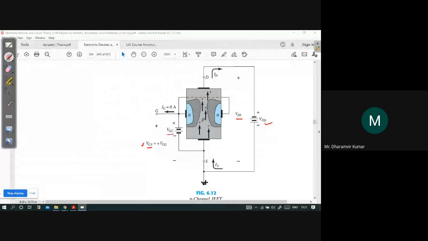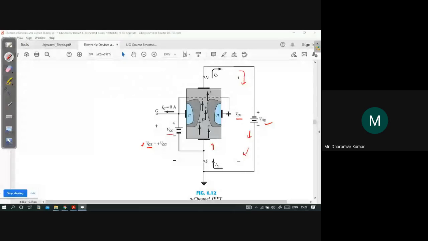Okay, now here the direction of current will also be different as compared to N channel JFET. So in N channel JFET, the current was flowing in this direction from right to left, top to bottom, that is in anti-clockwise direction. But here, because the polarity of VDD is reversed, the current direction would be like this, clockwise. So the current will flow in clockwise direction, opposite to that of NJFET.